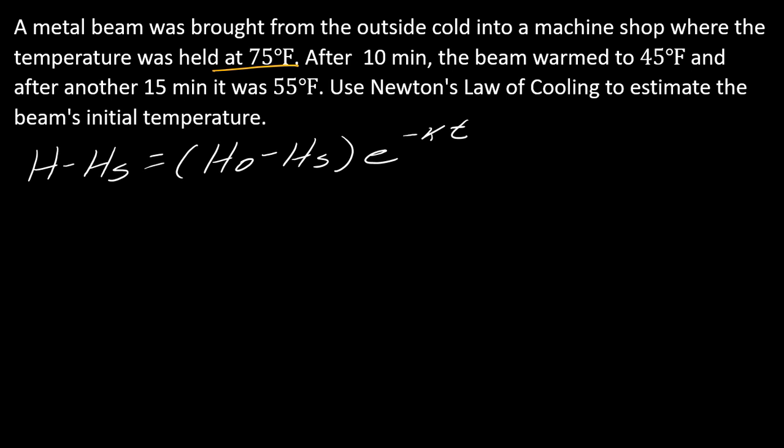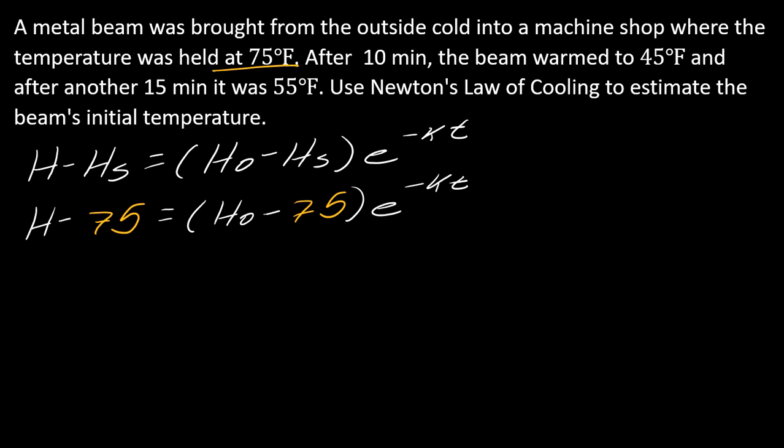So first things first, let's think about this 75 degrees. So this is like that surrounding temperature. So that's going to go in for our h sub s. And this problem is actually pretty darn hard. We've got a lot of work, but I think this will really help us to understand how some of these types of equations can work.